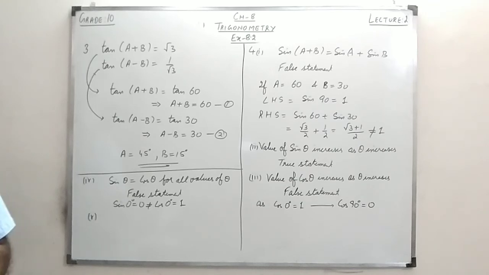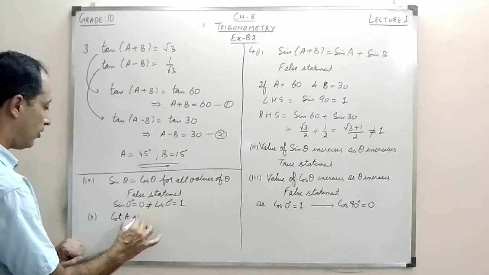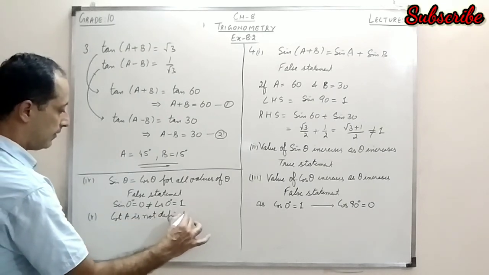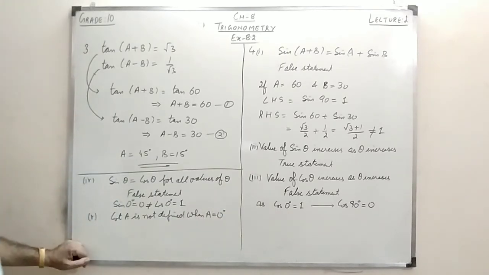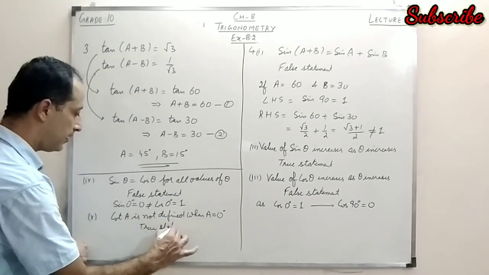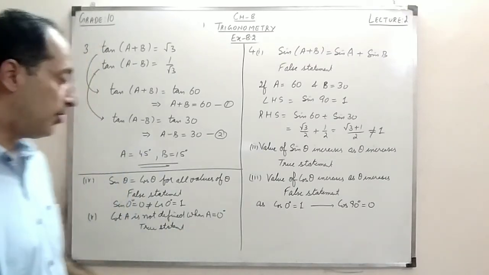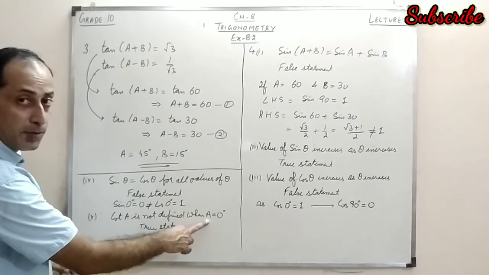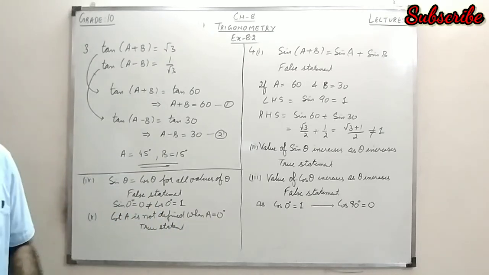And finally, the last part of this exercise, the fifth part, is given. Cot A is not defined for A equal to 0. So this is a true statement. Why is it a true statement? We know that cot is cos upon sine. So cot 0 is cos 0 upon sine 0, that is 1 by 0, which is not defined, right, dear friends?